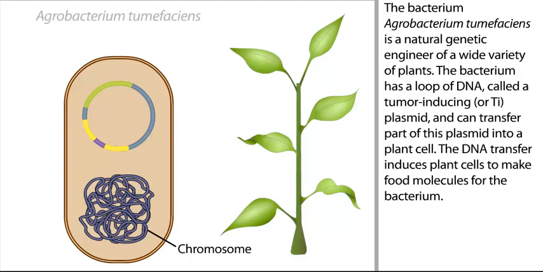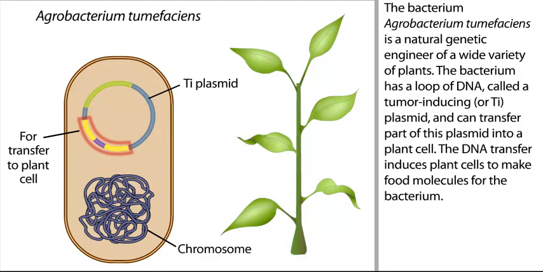The bacterium Agrobacterium tumefaciens is a natural genetic engineer of a wide variety of plants. The bacterium has a loop of DNA called a tumor-inducing or TI plasmid and can transfer part of this plasmid into a plant cell. The DNA transfer induces plant cells to make food molecules for the bacterium.